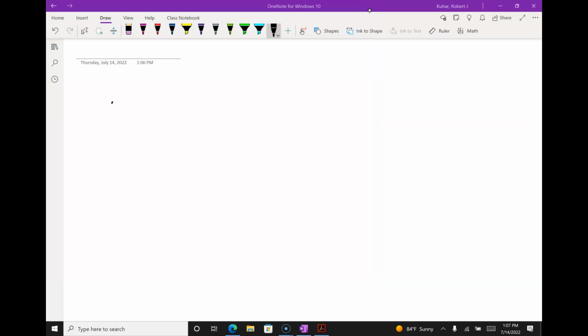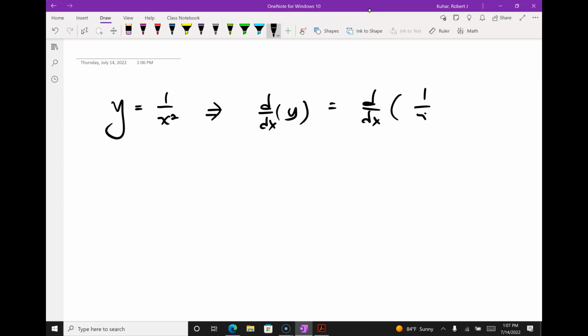So what if y equals 1 over x squared? I'm going to do the derivative of both sides. On the left, I get dy dx. By the way, that's interchangeable with y prime or f prime of x. And on the right side, what do I get? Do you know?